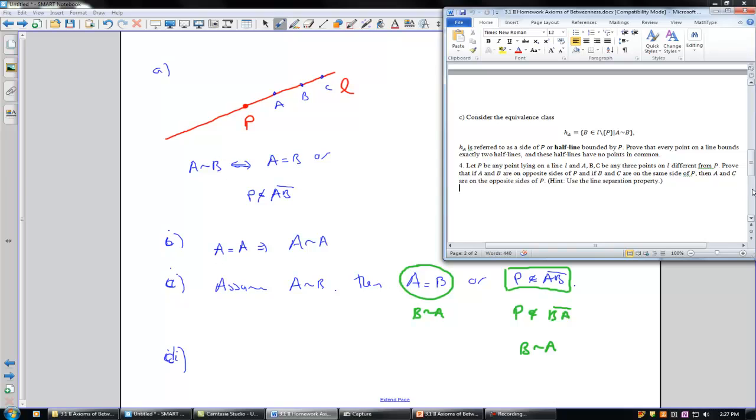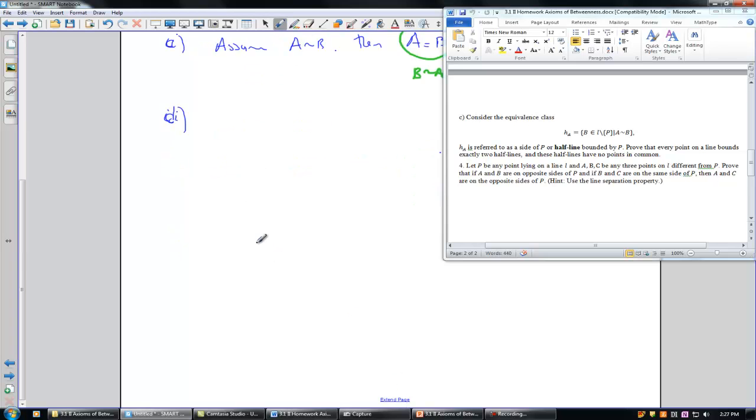All right. And then flip over the page and you have part C. On part C, what do we need to do? All right, so let's talk about this one. All right, so that last part, easy if you just use the line separation property.